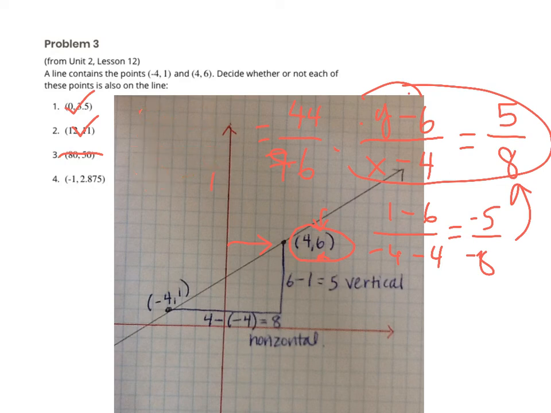Then we have our last one, which is quite messy. And you might want to grab a calculator for this one because it's so messy. So we have 2.875 minus 6 over -1 minus 4. And that is going to give us a ratio that is equal to 5/8. Because if you subtract 2.875 from 6, it's such a mess here, that's going to give us a ratio that's equal to 5/8. I just don't have any space to put it. So this one actually works, but I want you to test that using your calculator.